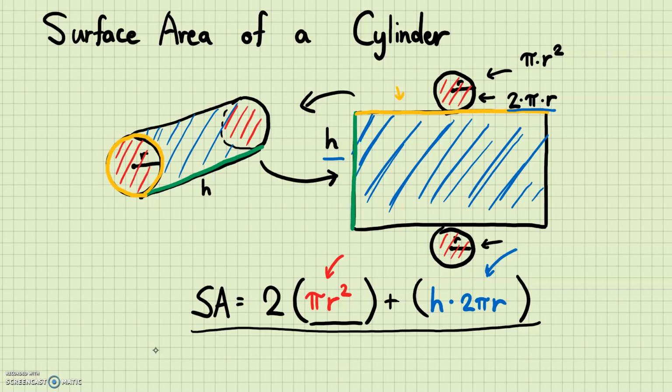Again, if you forget the formula, just remember that there are 2 circles at both ends. We have a circle down here and a circle up here, and we have a big rectangle in the middle. To find the area of that rectangle, we need to do the height times the circumference of the circle. And lastly, we're just adding them all together. We are multiplying the circle by 2 because there are 2 circles, then we're adding the rectangle area to that.